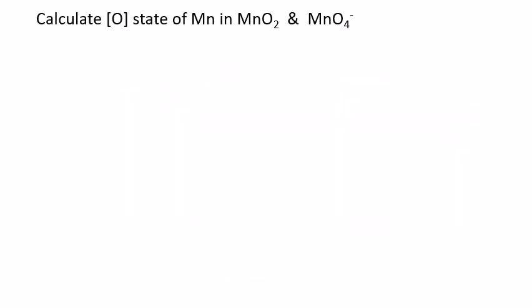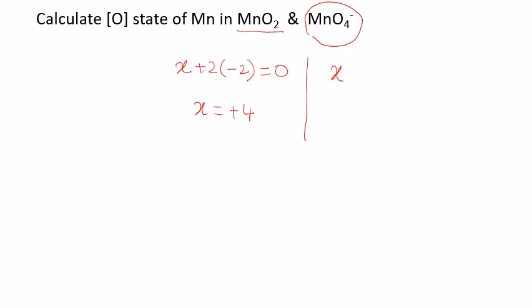Now let's see this in MnO2 and MnO4-. So in MnO2, how to calculate? X. And how many oxygens we have? 2. So +2, and each oxygen is having the oxidation number of -2, and overall charge is 0 because it's a neutral species. So you will be getting X value as +4 in this case. Whereas in the next case, we have manganese whose oxidation number has to be determined. And how many oxygens we have? 4. So 4 into -2. So overall charge is -1. So X will become +7.